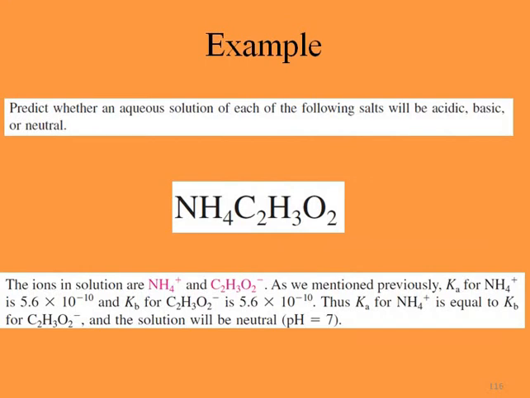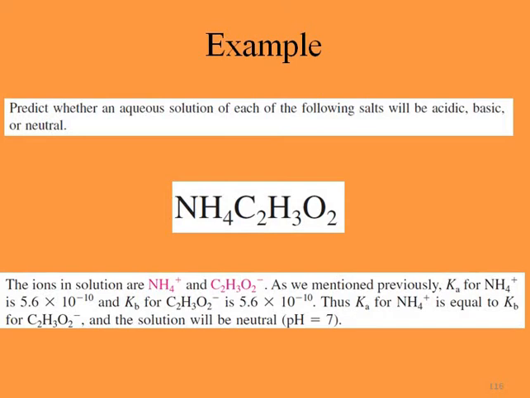So let's see some examples. Here we want to predict whether an aqueous solution of each of these salts will be acidic, basic, or neutral. Here we have ammonium acetate. The ions in solution are ammonium ion and acetate. As we mentioned previously, Ka of ammonium ion is 5.6 times 10 to the power of negative 10, and Kb for acetate is 5.6 times 10 to the power of negative 10. Thus, Ka for ammonium ion is equal to Kb for acetate. So the solution will be neutral, which is pH is going to be 7.